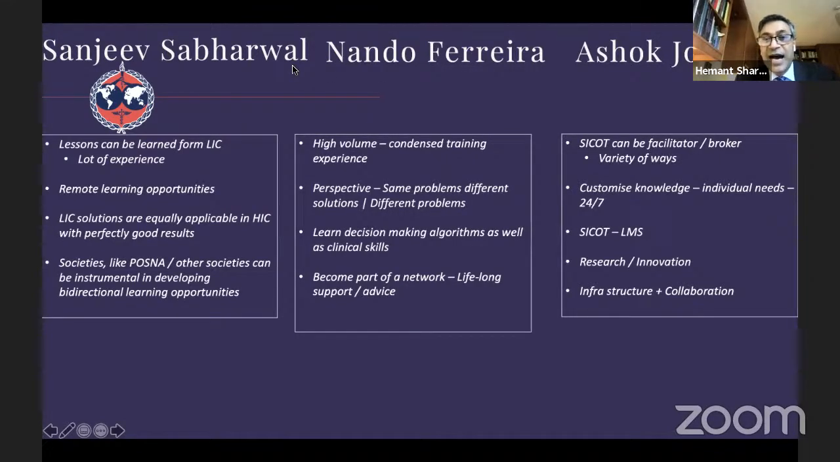Ashok Jory pointed out how CCOT is helping as a facilitator and a broker in a number of ways, and is working to customize knowledge for the individual as they need it, when they need it, 24/7. They have good infrastructure, and with collaboration they're in the right position to develop and disseminate education and information. I think the Limb Reconstruction Committee is quite poised for it. We have a number of discussions, and hopefully in time we'll be able to deliver a lot of education, especially in limb reconstruction where there are no textbooks and knowledge transfer would be very critical.